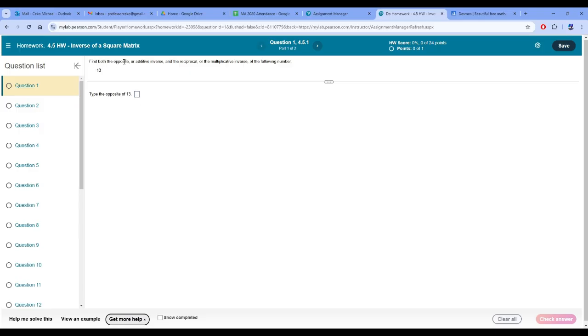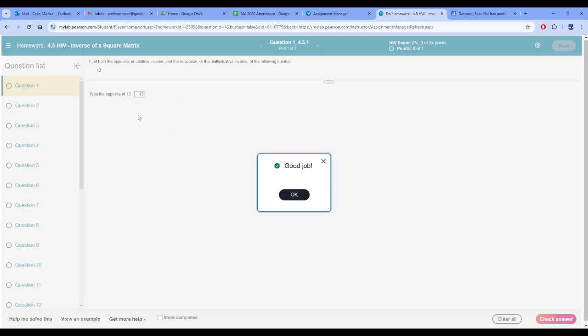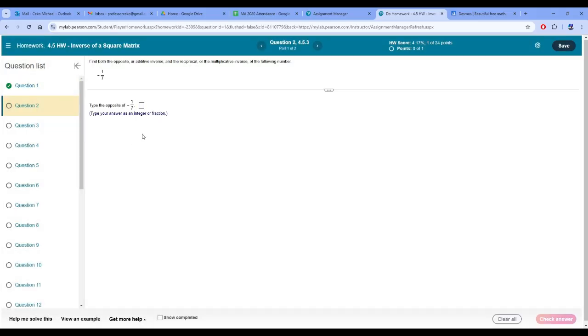Find both the opposite, additive inverse, and reciprocal, multiplicative inverse, of 13. Isn't that just negative 13? Yep. Cool. Reciprocal will be 1 over 13. I'm not going to do the next one. This is the same exact question.